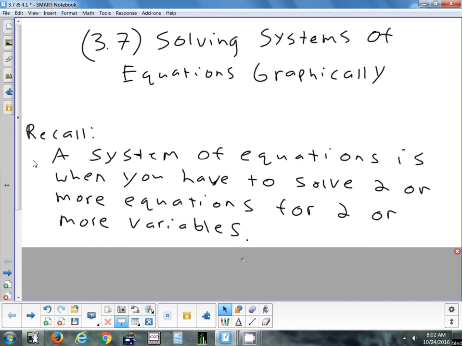Okay, so a system of equations is basically when you have to solve two or more equations for two or more variables. Generally, the equations we're going to stick with will have exactly two equations and two variables. But sometimes you have equations with 3 variables, 5 variables. You can have as many variables as you want.